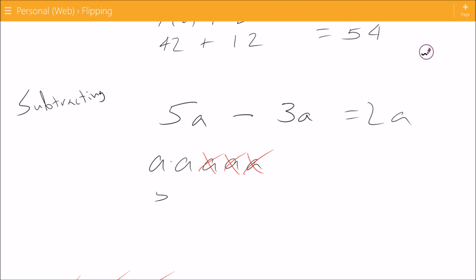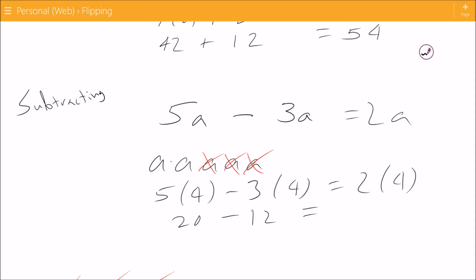Again, we can plug in. This time, let's use 4. So if I substitute 4 for a, the variable, 5 times 4 would be 20, minus 3 times 4, 12, equals 2 times 4, 8. 20 minus 12 is indeed 8. That makes sense. Once again, it works.